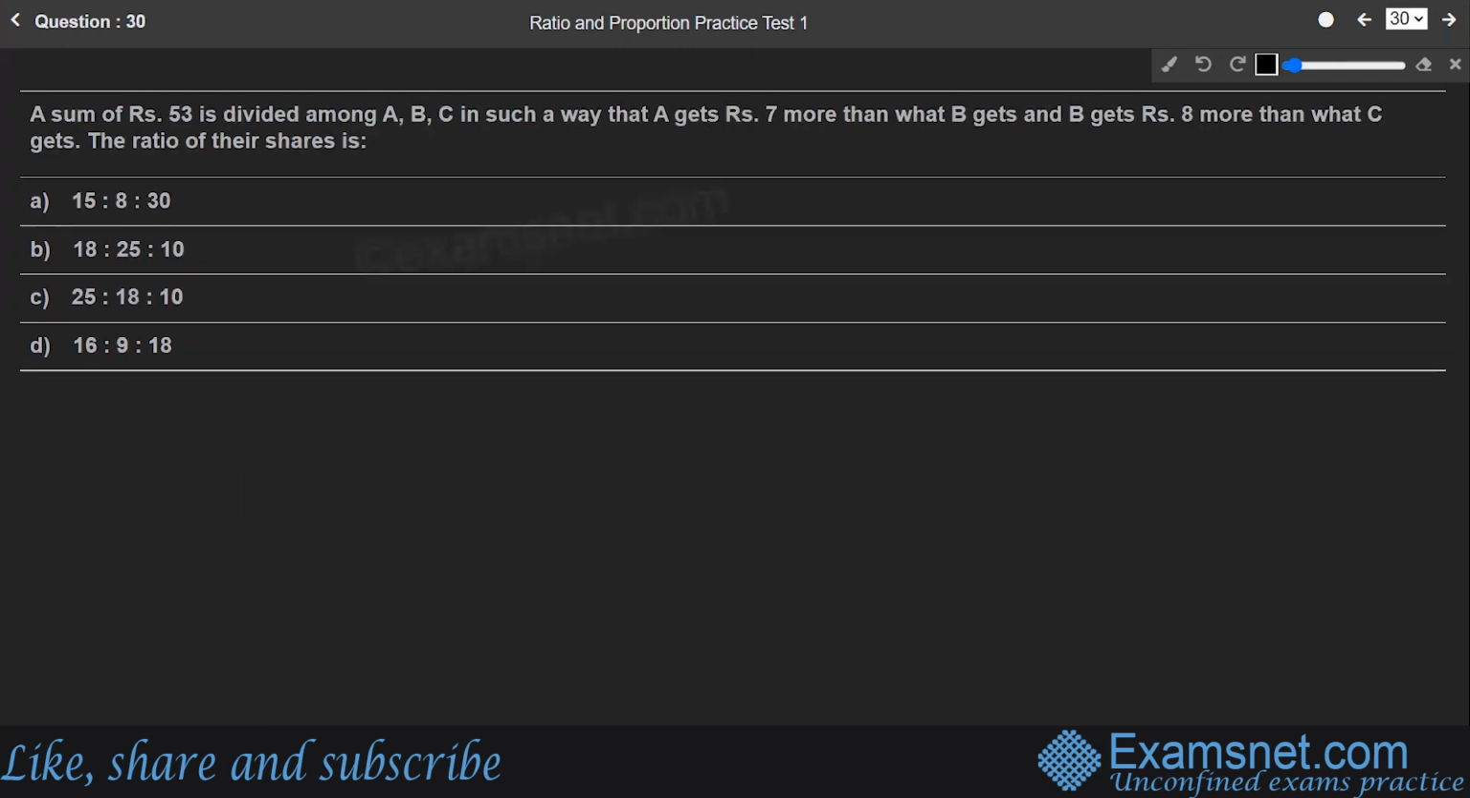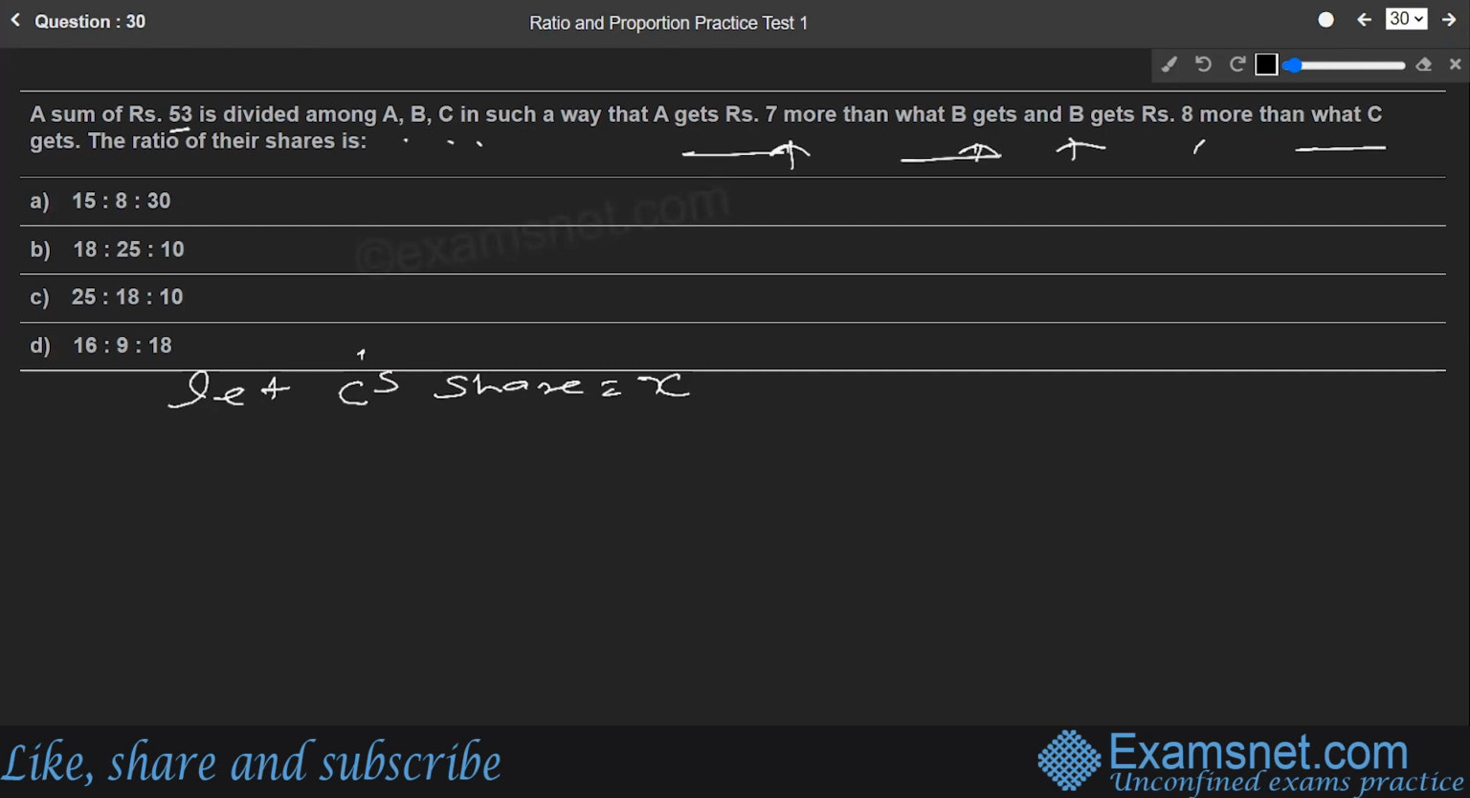Now the next one. It says a sum of rupees 53 is divided between A, B and C in such a way that A gets rupees 7 more than B gets, and B gets rupees 8 more than what C gets. So this is the connection between A's share, B's share and C's share. We can start by assuming the C share, because then we can find out the B share and A share accordingly. So let's say C's share is x rupees.